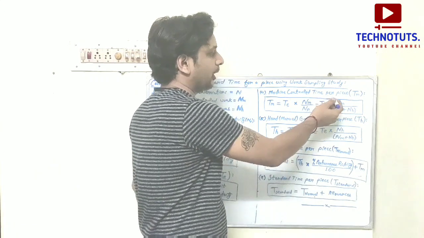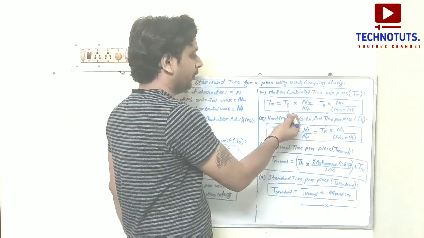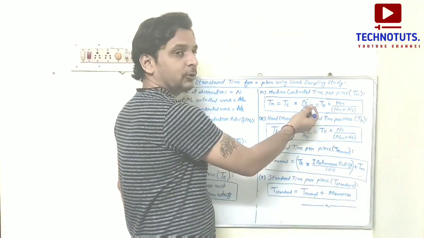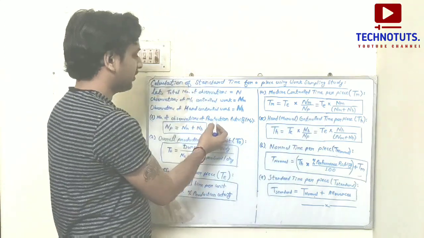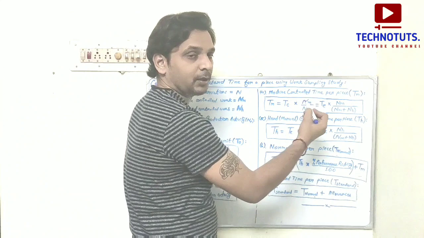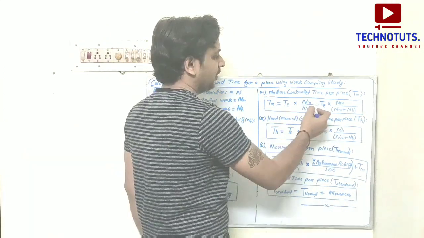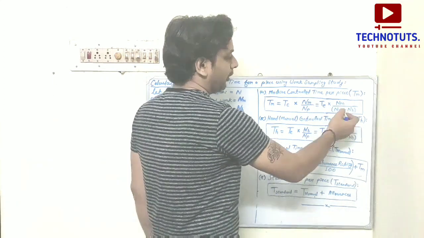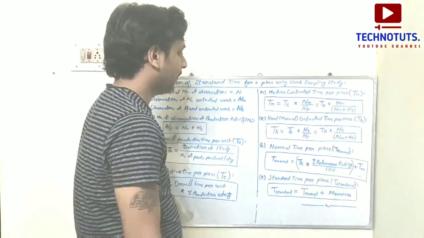Now machine control time per piece is given by TM. TM is equal to effective time per piece into machine controlled work divided by number of observations of production activity NP. So TM should be equal to effective time into machine control work divided by machine control work plus hand control work. Okay, friends.